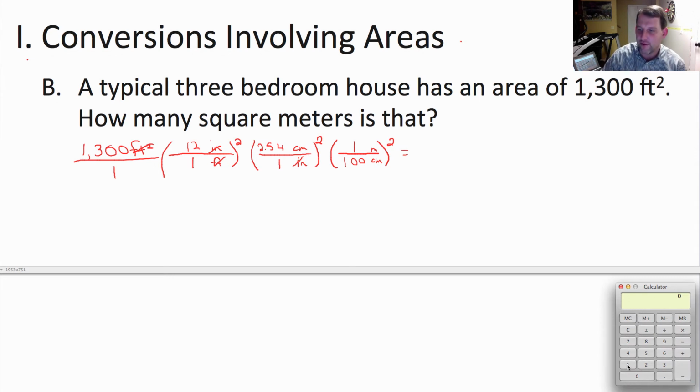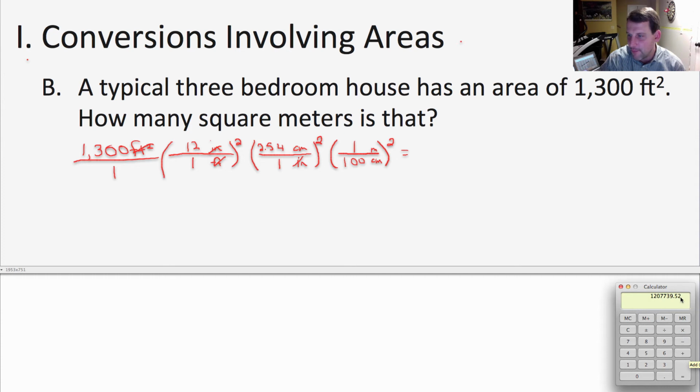So I can bring in my calculator and I can say 1300 times 12. I don't have a squared button, but that's okay. If you do, just hit squared. But I can do times 12 twice, because squared means multiply the same thing twice. The next number is on top here, so times 2.54. I'm going to do it twice because it's squared, so times 2.54.